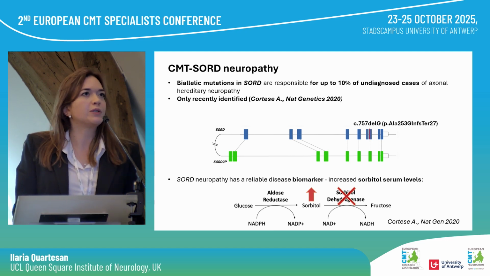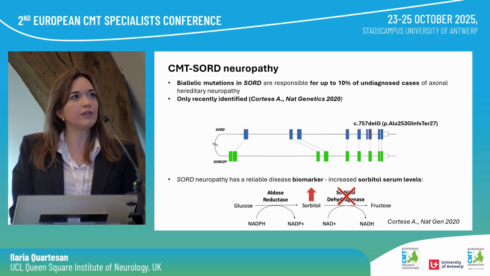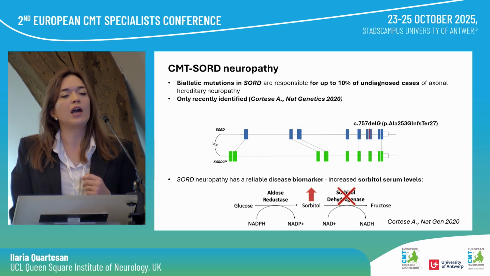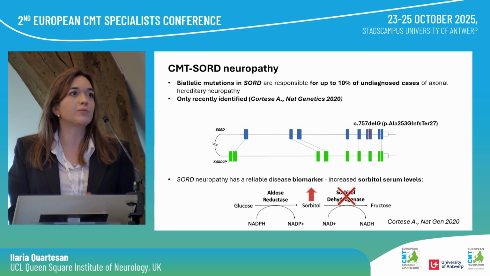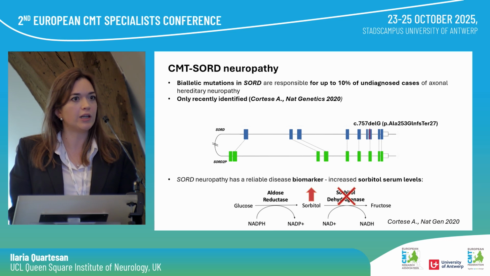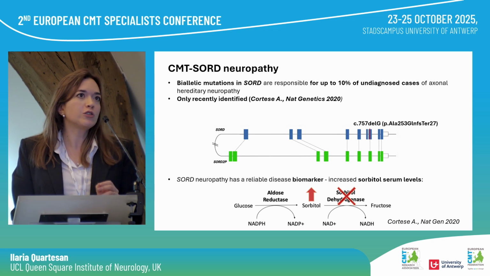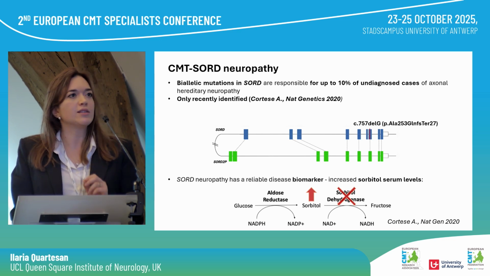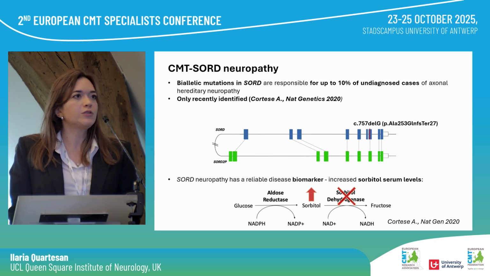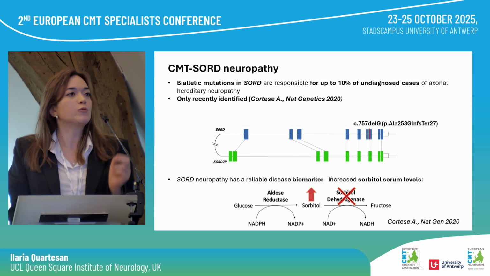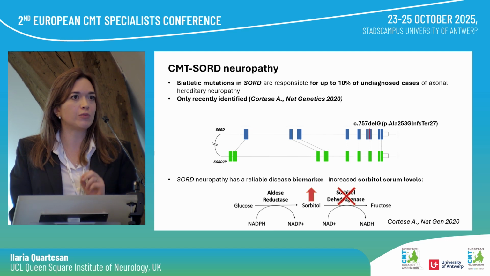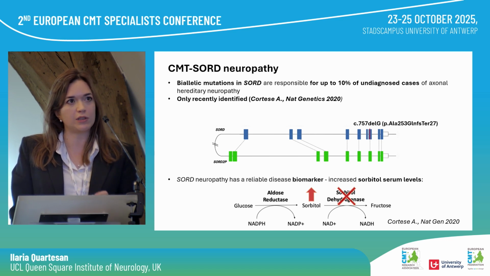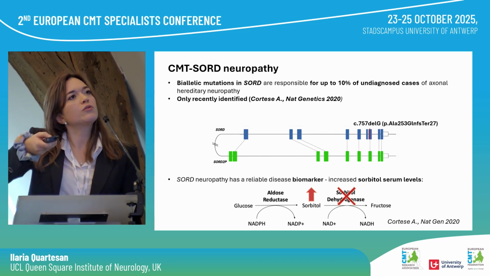As said, SORD was particularly relevant for us, and interestingly, even if biallelic mutations in this gene are now known as a common cause of CMT, their discovery was delayed for years precisely because of the presence of the pseudogene. Short read struggles to distinguish between the two, and one of the most common mutations in SORD is actually fixed in SORD2P. I want to stress once again, and you will see why, that SORD neuropathy has a reliable disease biomarker, because the disruption of sorbitol dehydrogenase leads to the accumulation of sorbitol in tissues.